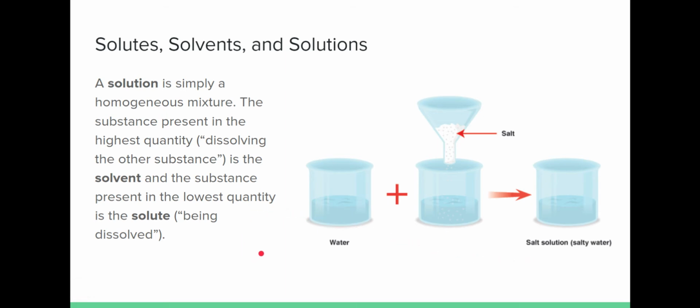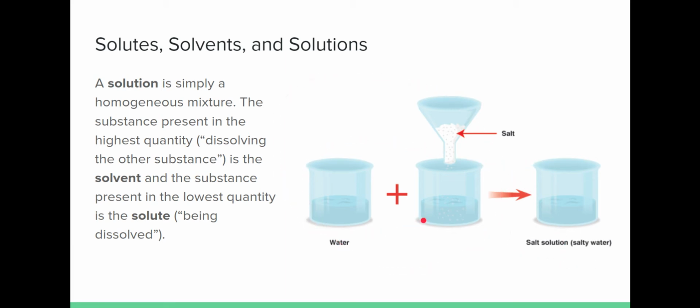Now, the two components of any solution are the solvent and the solute. Typically, the solvent is the substance that's present in the highest quantity. It's also the substance that is doing the dissolving. Most times in chemistry, water is going to be our solvent. The solute is the substance that's actually being dissolved by the solvent. Typically in a homogeneous mixture or in a solution, the solute will be present in a lesser quantity, and that's an easier way to keep the two things straight.